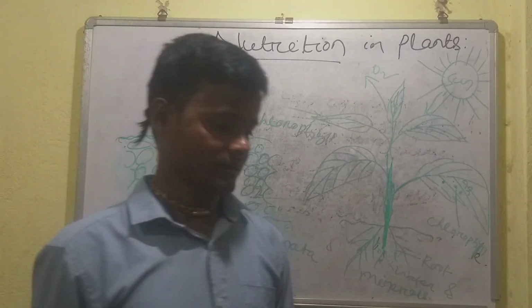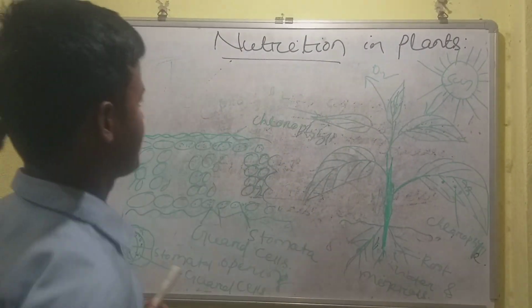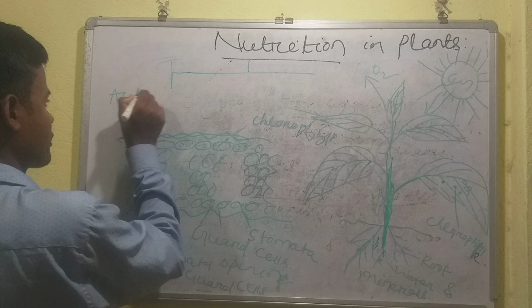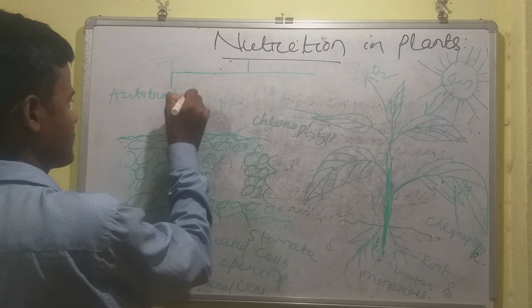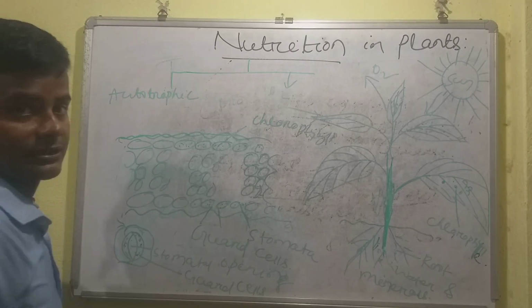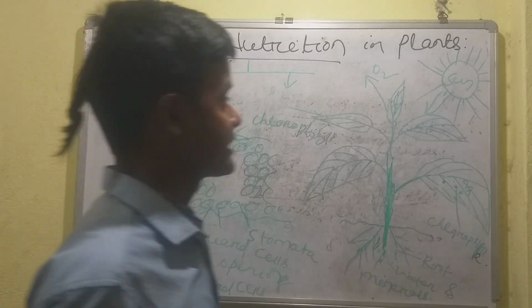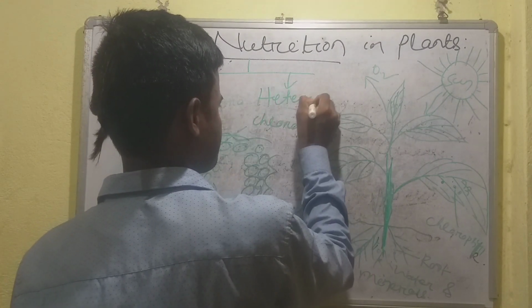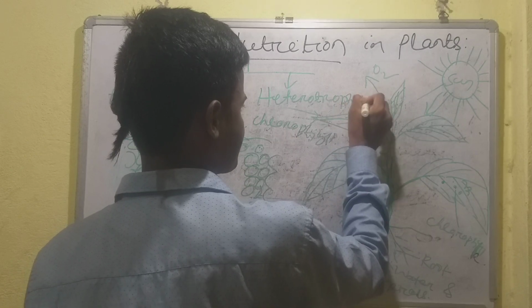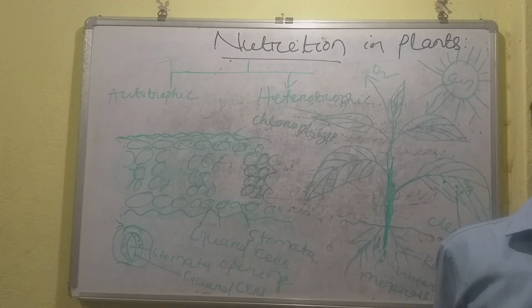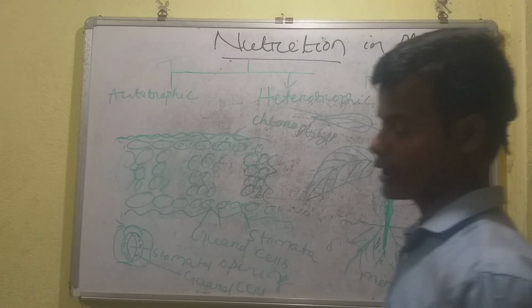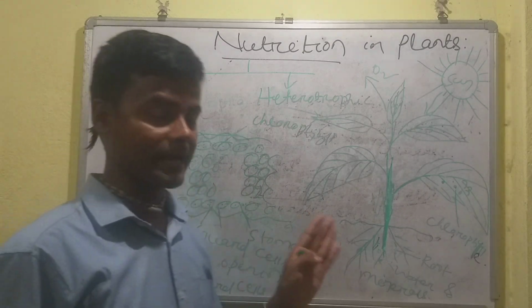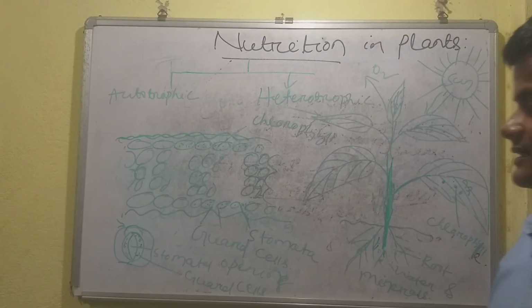In the next class, nutrition is of two types, that is autotrophic and heterotrophic. In the concept map, one is autotrophic, another one is heterotrophic. In today's class we discussed autotrophic nutrition. In the next class we will discuss heterotrophic nutrition. Plants also do heterotrophic nutrition. There are certain plants that depend upon other organisms for their nutrition. This heterotrophic nutrition is also of three types: saprophytic, parasitic and symbiotic. We will discuss this in the next class.